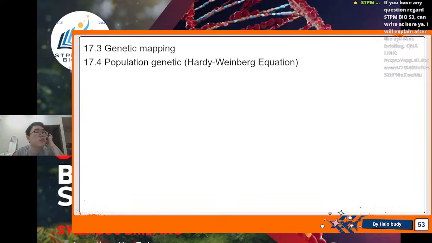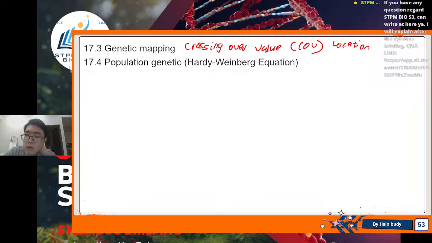Okay, next is genetic mapping or also population genetics. These two are the calculation topics. In genetic mapping you will learn how to calculate the crossing over value, COV. This is to determine the location of the gene. Based on this value, you can determine the location of the gene. There is a formula. And also population genetics, that is the Hardy-Weinberg equation.